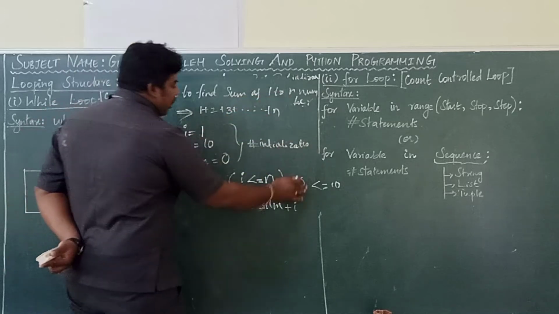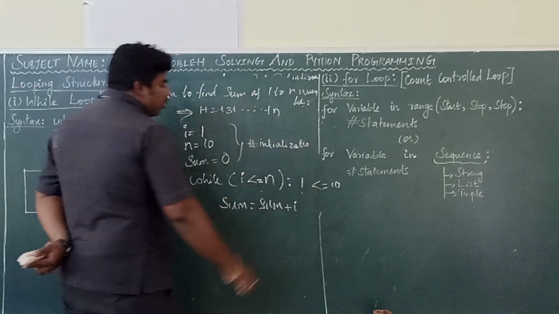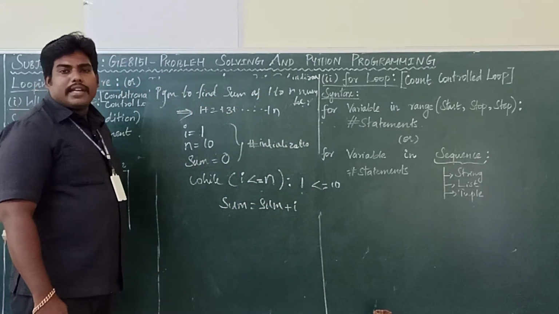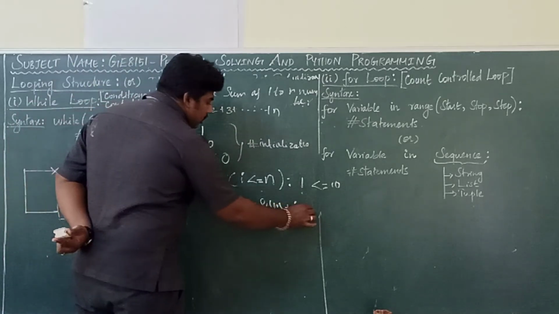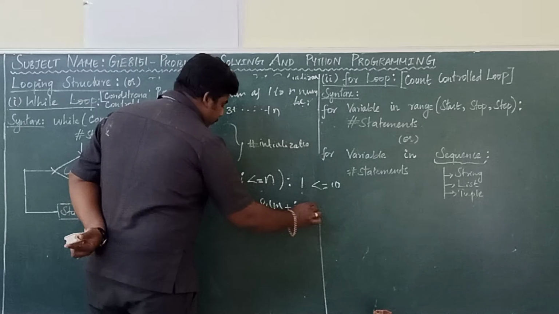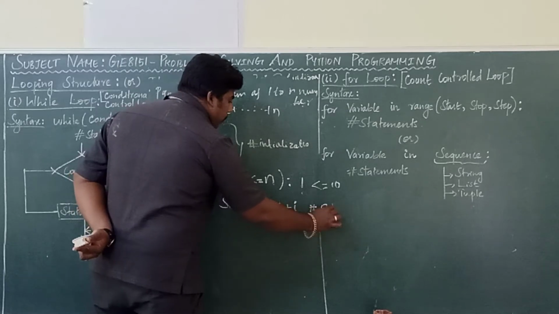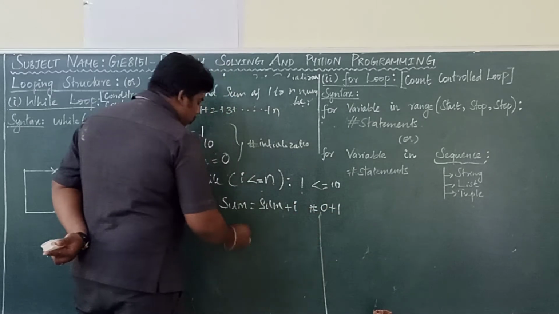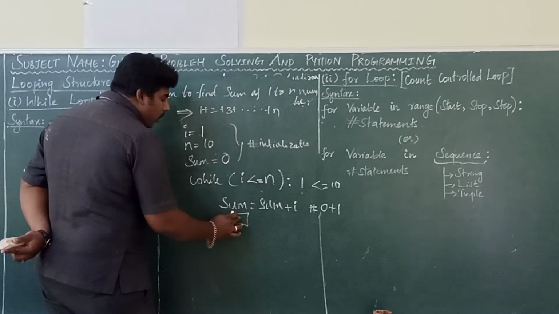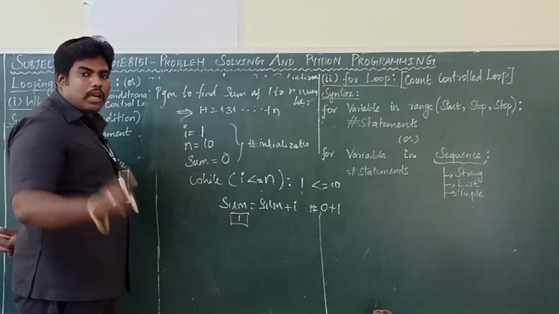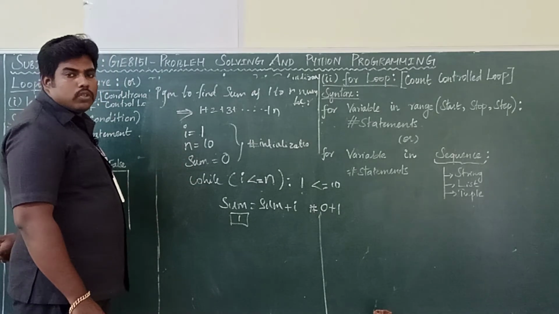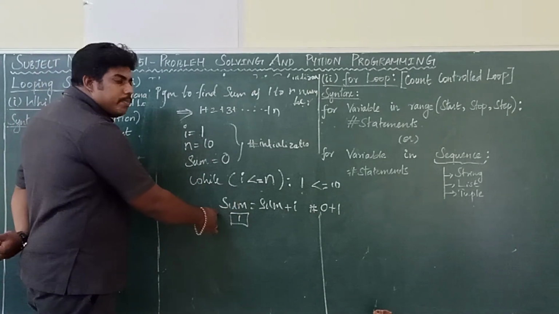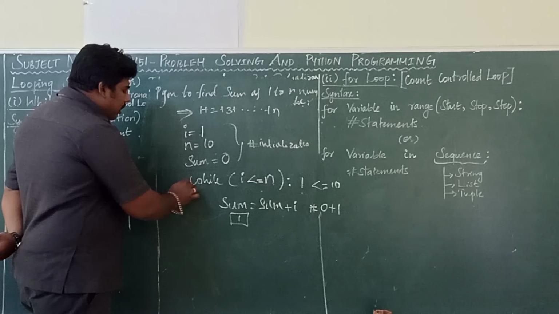So 1 to n numbers means 1 less than or equal to 10. Is the condition true or false? The condition is true. So here, what's the sum? Sum means 0. 0 plus i value, which is 1. So now inside the sum, what value is there? 1 is there. All of you got it? Again, what's the next step I want to do? If the condition is true, the body will be executed. So here it will go again.